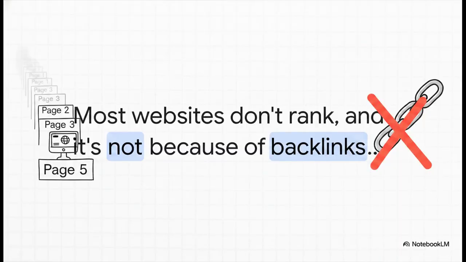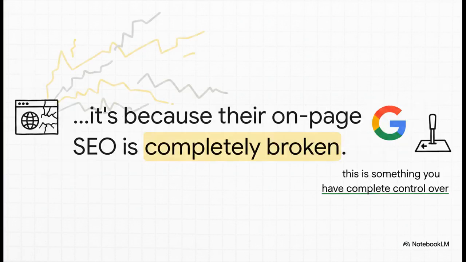You know, if you've ever been stuck on page 5 or 6 of Google, you probably think you're missing some kind of complex backlink strategy. But honestly, after looking at countless sites, the real issue is almost always something way more fundamental. And here it is, their on-page SEO is just broken. The signals they're sending to Google about what their content is about are scrambled or weak or sometimes just plain wrong. But hey, the good news, this is something you have 100% control over.